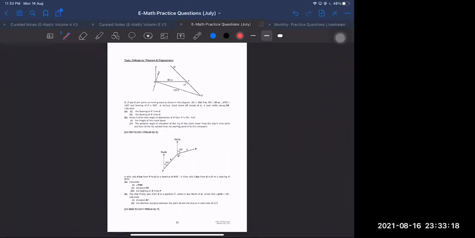Now, I know the alternate segment in AM, but can you use it in circle properties? Yes, you can. That one is totally fine.